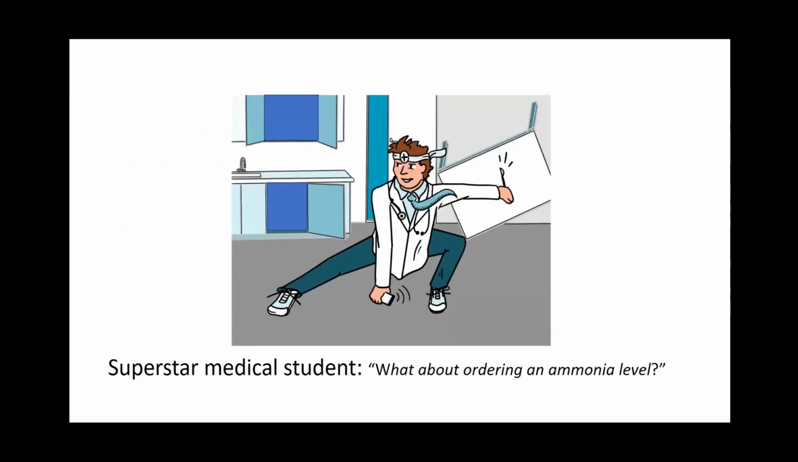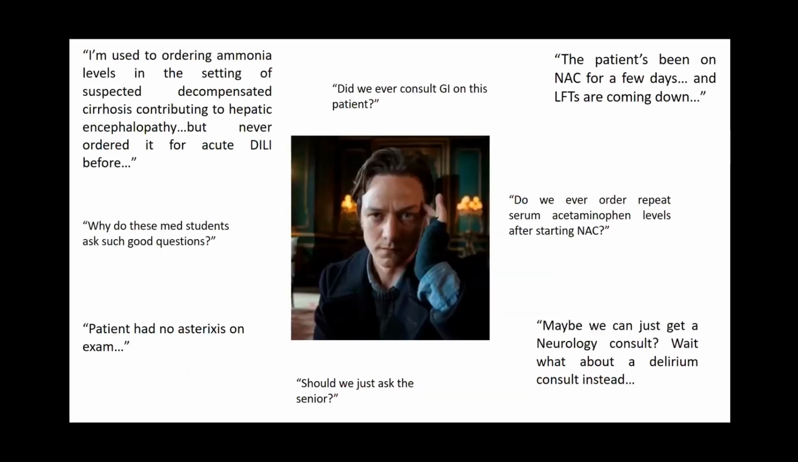One of our med students who was rotating with us asked, why don't we order an ammonia level on this person? As the intern, you want to be able to answer the medical students' questions, but sometimes they ask really good questions that you're not sure how to answer. A million things are going through your head. You've ordered ammonia levels before, like in the setting of decompensated cirrhosis, but you've never ordered it for drug-induced liver injury, like acetaminophen overdose. You're not sure what GI would think of that.